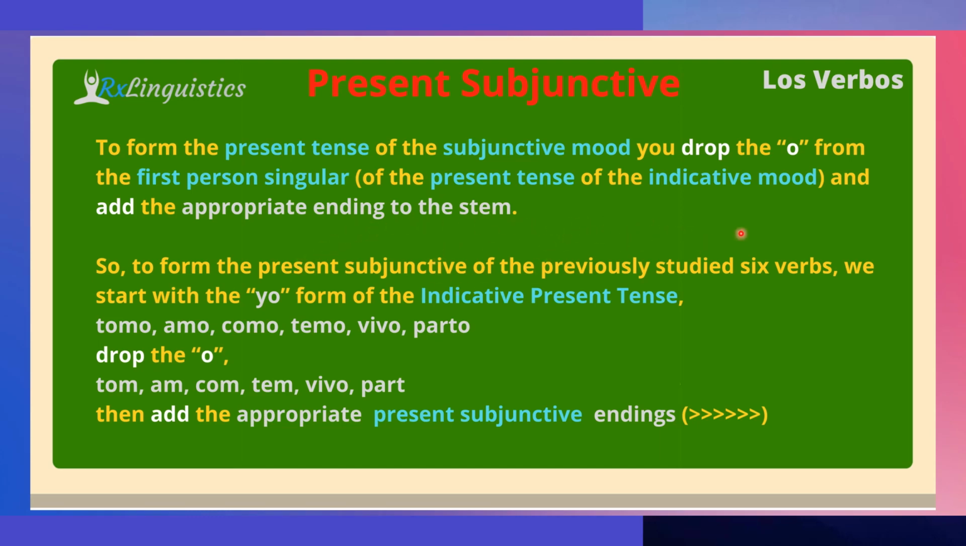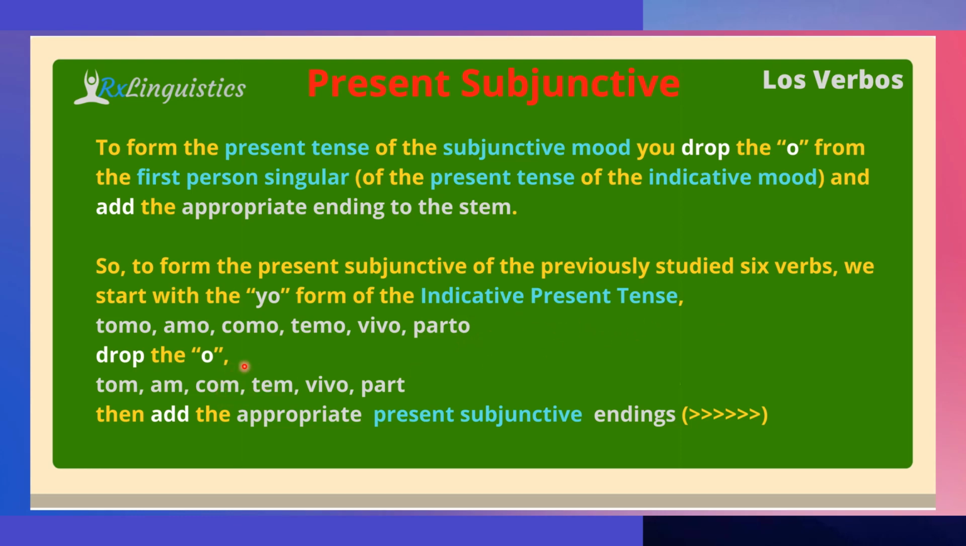But here is the way you form the subjunctive. You take the first person singular of the present tense of the indicative mode, and you drop the o. So before, the present indicative tense was yo tomo, yo amo, yo como, yo temo, yo vivo, yo parto.